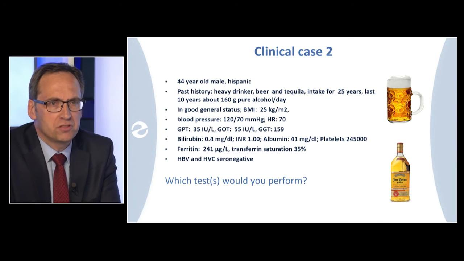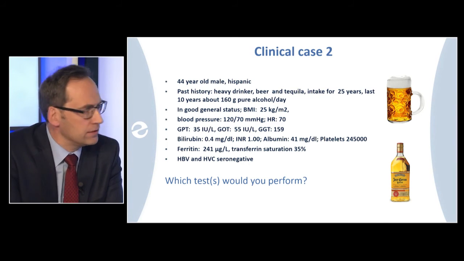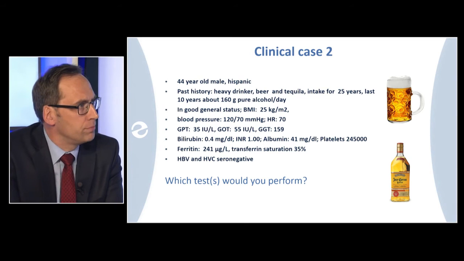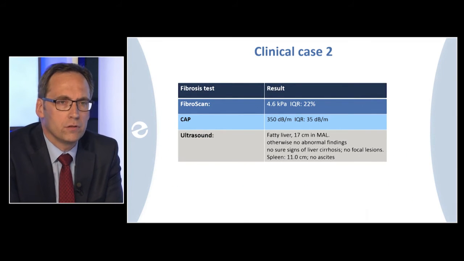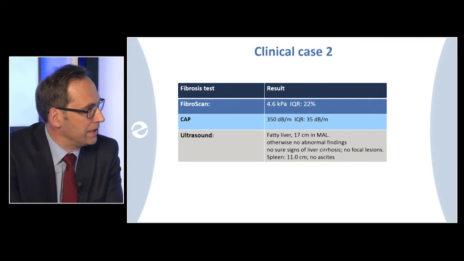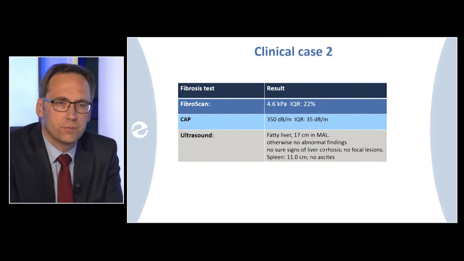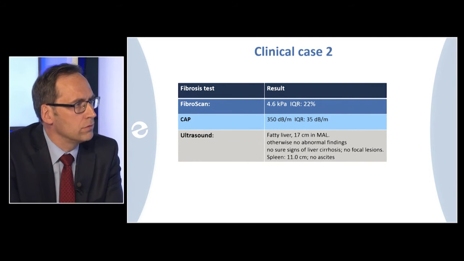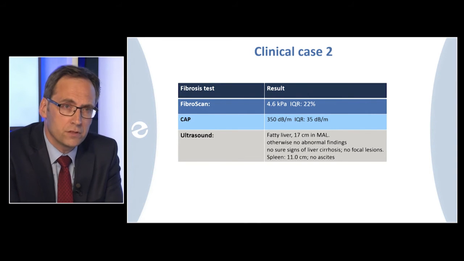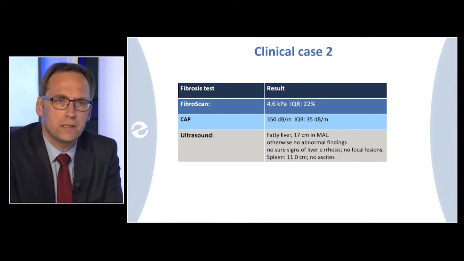The lab looks quite okay to us. So we would do the FibroScan, I think. We would never suspect any problem with this patient. So what you see here now is a really normal, nice liver stiffness, 4.6 kilopascal, which is just fine.